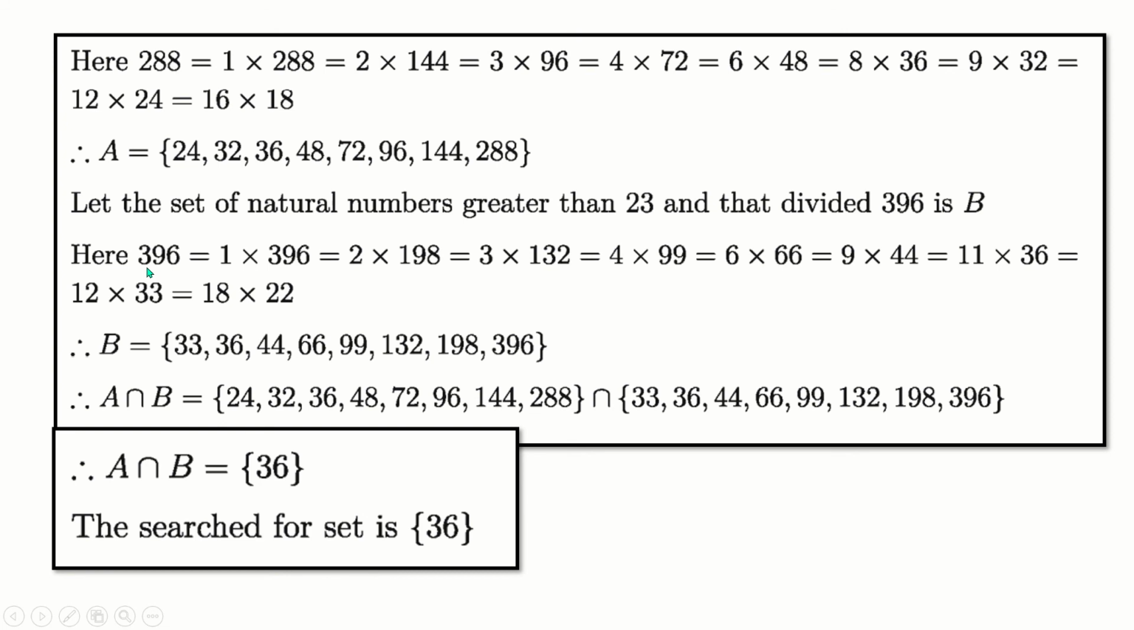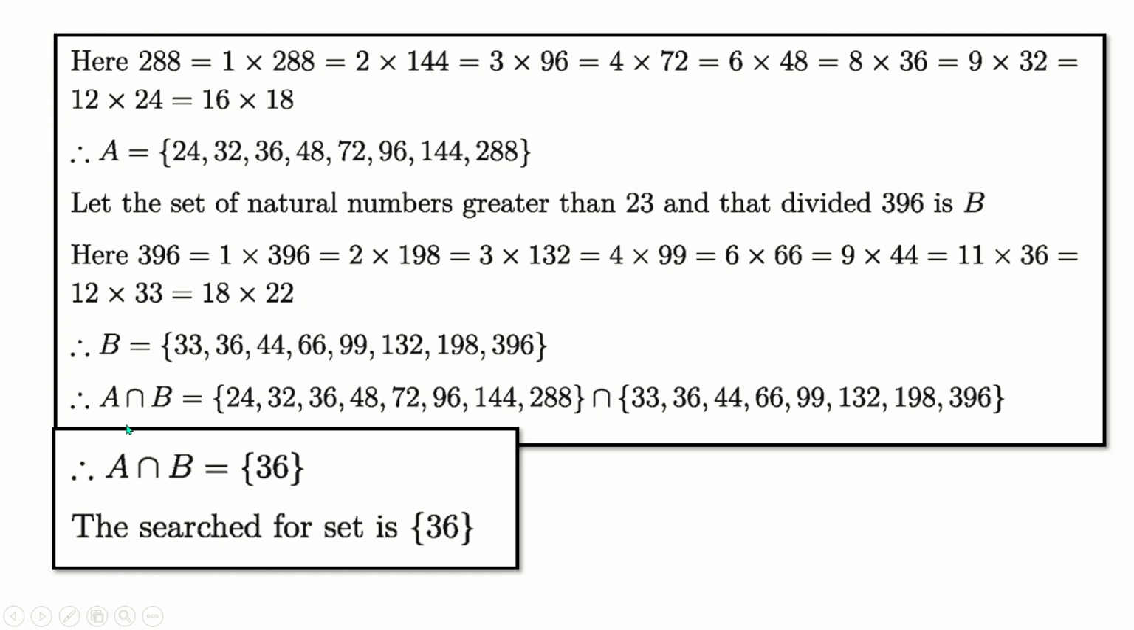Similarly, for the second number, that means 396, we can write this. Okay, you can use a calculator, no problem. And the divisors or natural numbers will be greater than 23, as 23 is the remainder. If the numbers are less than 23, the remainder will not be 23; the remainder will be another number. So the divisor will be greater than 23. Clear? 33, 36, 44, 66, 99, 132, 198, 396.